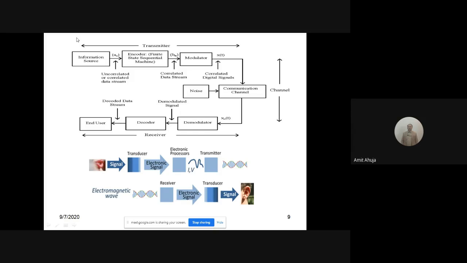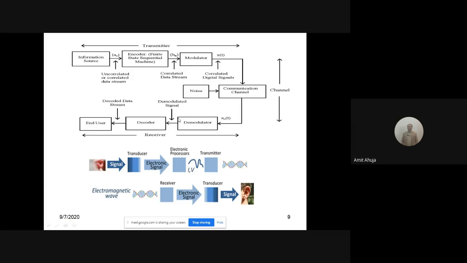Information source is going to change, encoding may be changed, modulator may be different, the type of channel will be different in different applications. Of course, when modulation is different, the modulator has to be different. Corresponding to a given encoder, there will be a decoder. And user: end user in mobile communication, you are the end user, while in wireless sensor network, a node is the end user. End user may be a node, maybe a human, it may be non-human, it may be a computing device, or it may be a server, it may be anything.